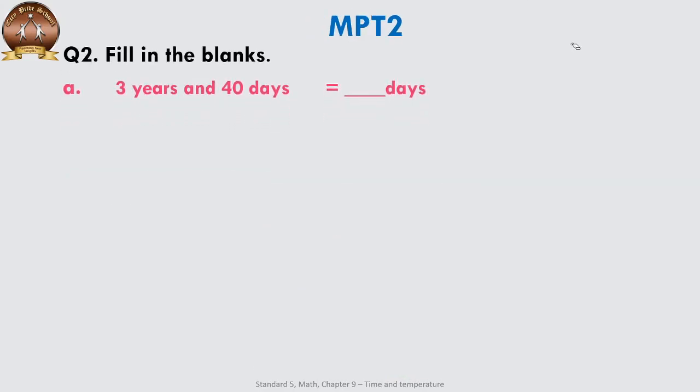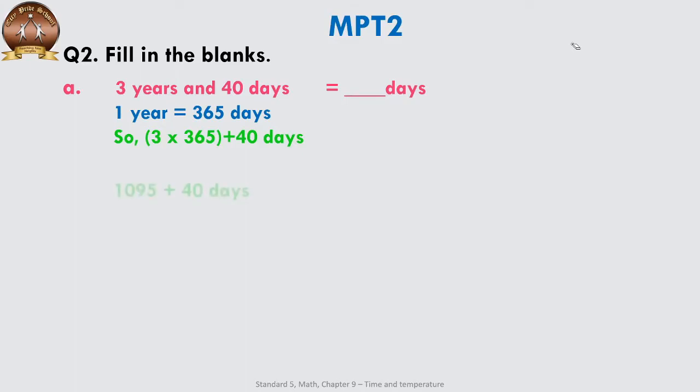Fill in the blanks. 3 years and 40 days is equal to how many days? We are not going to just fill in the blank. We are going to solve such questions. 1 year is equal to 365 days. We have to convert it into days, so we are using this factor. 1 year is equal to 365 days. So 3 into 365 plus 40 days. 40 days we are not going to convert because it is already in days. We just convert the year part into days by multiplying it by 365. Do the multiplication, you get 1095 plus 40. So the answer is 1135 days.